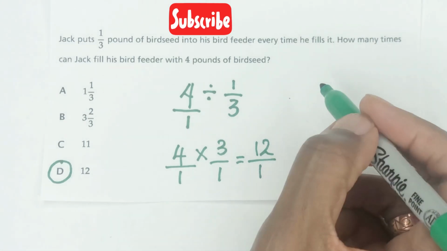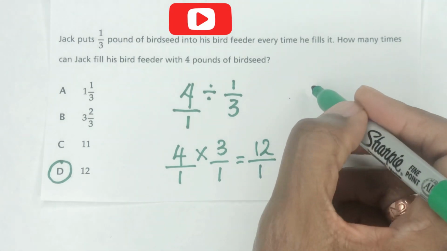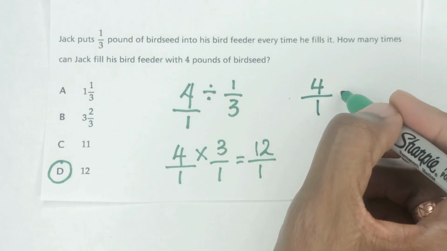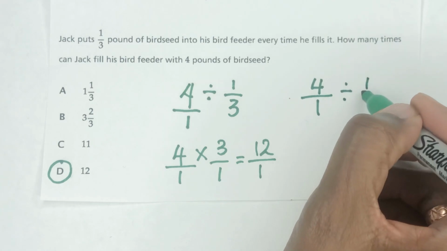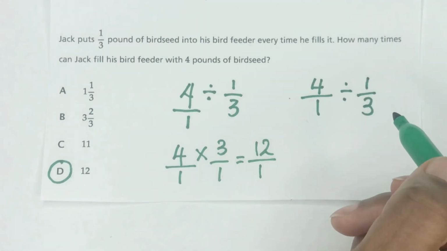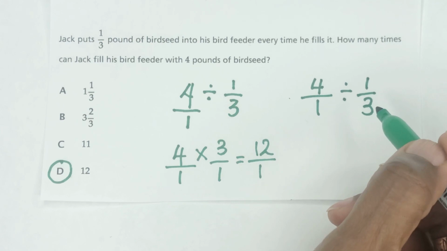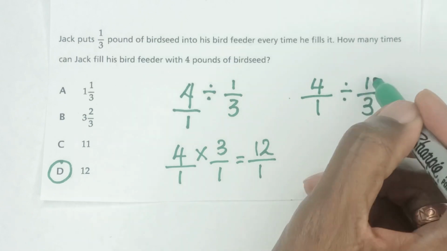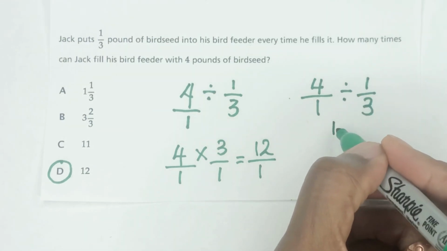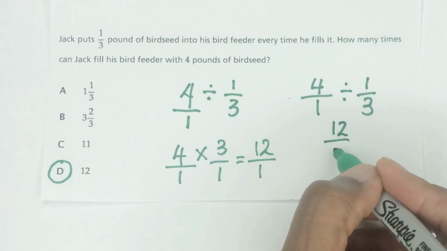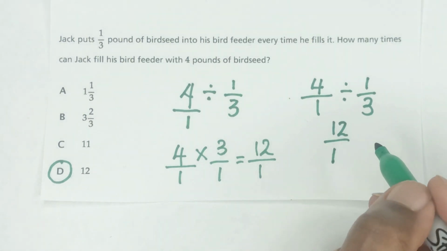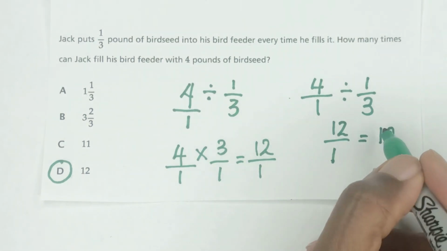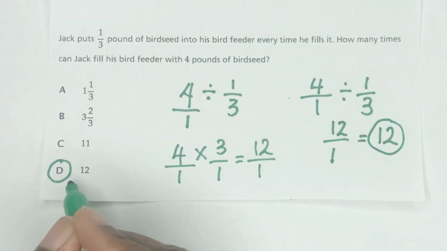But let me give you a second strategy. Let me set the question up again. I'm going to put 4 over 1 because that keeps the fraction value, divided by 1 over 3. And the second strategy is just to simply cross multiply. 3 times 4 is 12. 1 times 1 is 1. And that would still give you, like I said before, the 12, because 1 goes into 12 times. So that's the same value as D.